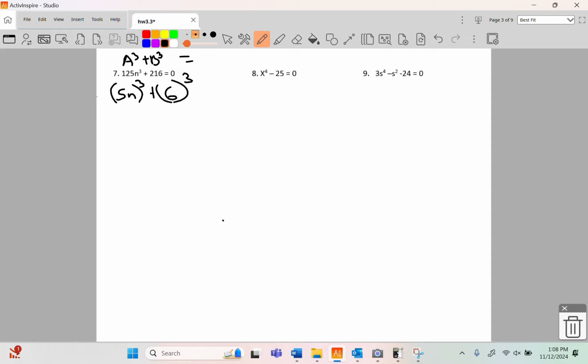Now it's a long shot. Does anybody know the pattern for A cube plus B cube? How's it factor? A plus B is part of it. But you had a good nap. It's literally on your sheet of paper. A squared minus AB plus B squared.